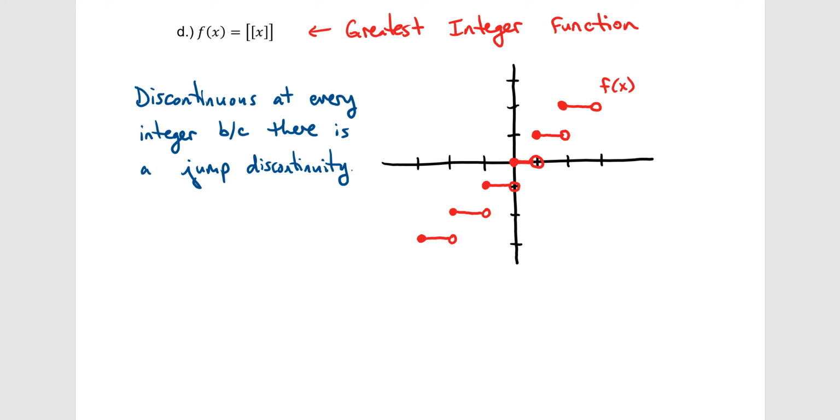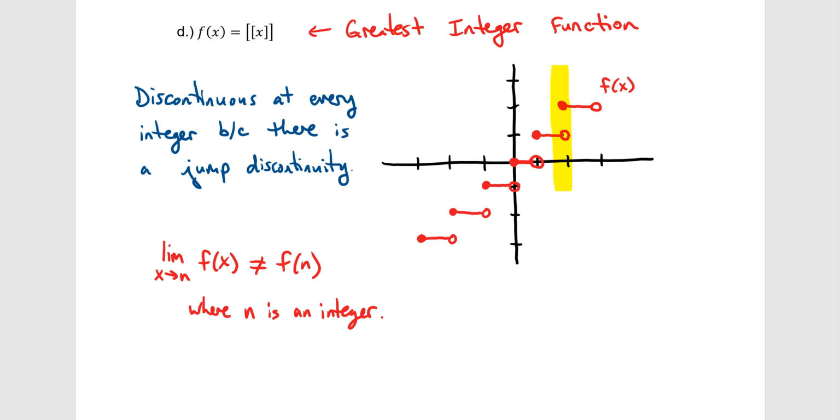And the way that we would write this is we would say the limit as x approaches n of f of x does not equal f of n, where n is an integer. So n is any integer here. Like -5, -4, -3, -2, -1, 0, 1, 2, 3, 4, and so on. So we could replace n here with a 2 and say the limit as x approaches 2 of f of x does not equal f of 2, and that would be referring to this spot right here.